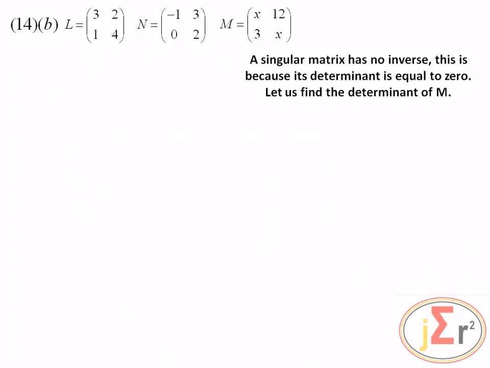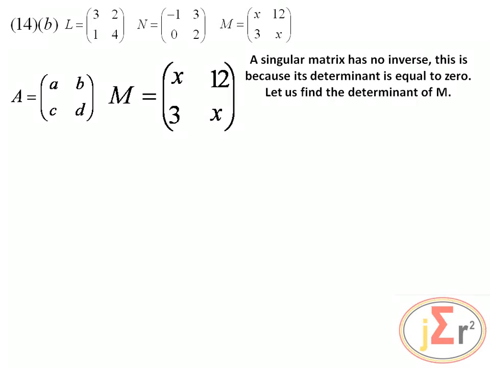A singular matrix has no inverse. This is because its determinant is equal to 0. Let us find the determinant of M. So a singular matrix has no inverse, and this is because its determinant is equal to 0. So the singular matrix has determinant equal to 0, and let us show you how we work out the determinant. So there is our matrix. This is the one that we are talking about, and this is our illustrative matrix.